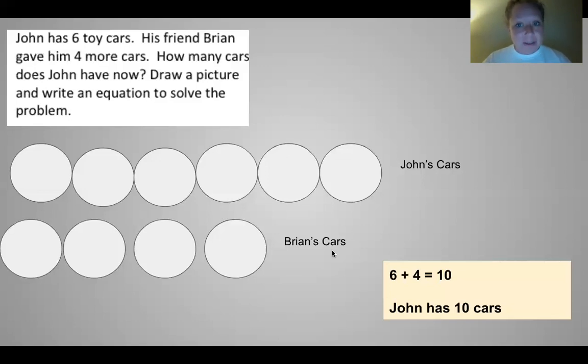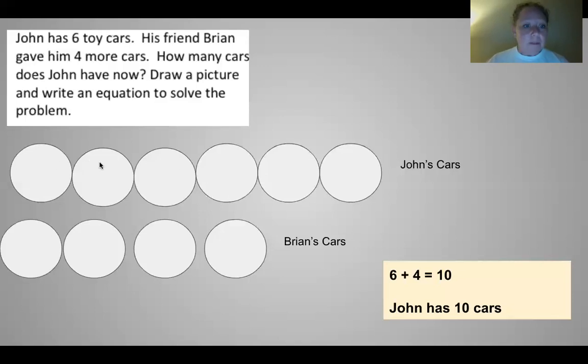If you didn't know how to spell Brian, what could you put? That's right. You could have just put a B for Brian. So these 6 circles represent John's cars. These 4 circles represent the cars that Brian gave to John. How many cars does John have now? Well, let's count and find out. Please count with me.